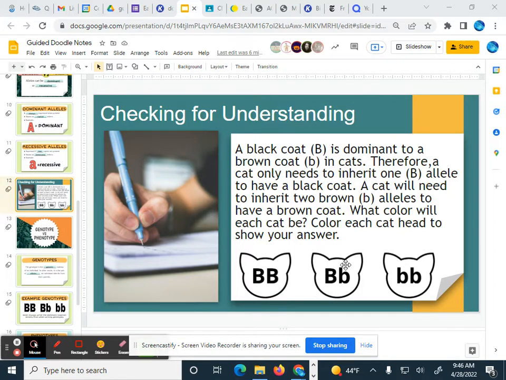Next cat, middle cat here. One finger black coat, two fingers brown coat. Good, again, it has a black coat. Tell the person next to you why.